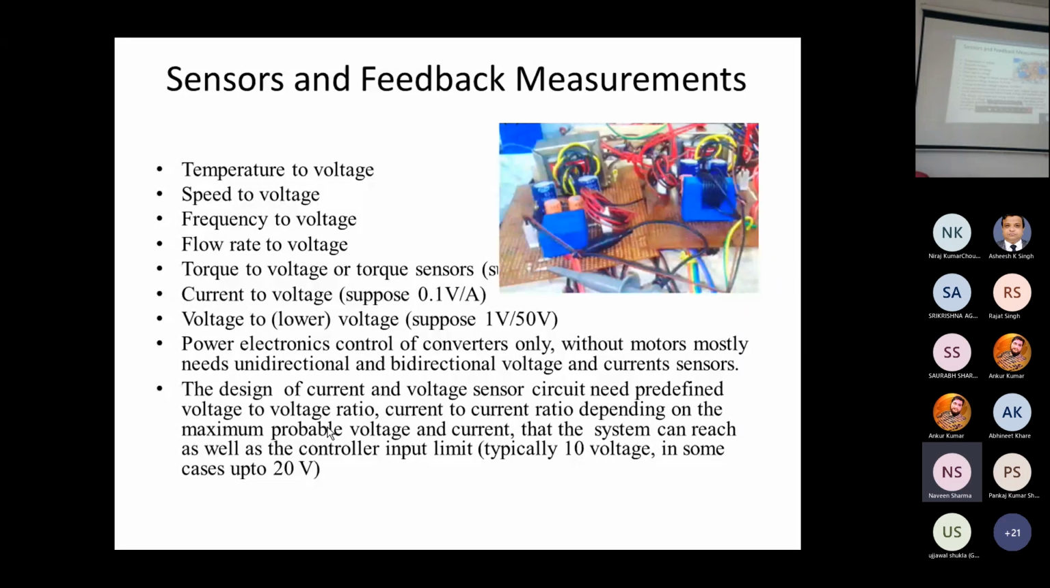and we need 10 volt maximum for the controller, then we have to keep a 300 by 10 volt ratio for the voltage sensor. So our voltage sensor attenuation will be 10 by 300, and later, when it is used inside the converter, we use a block as a gain in the simulation model to multiply it by 300 by 10, so that the original value is obtained inside the simulation model.